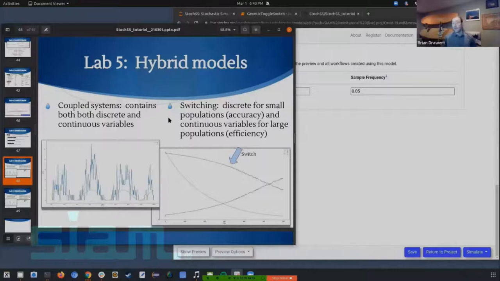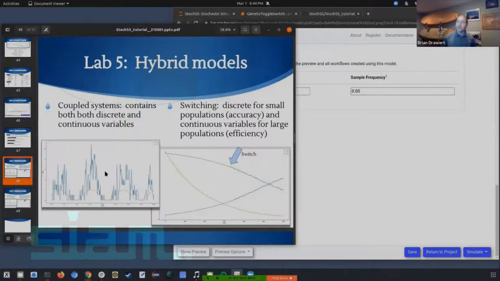So in our experience, there are two situations where you want this. The first is coupled systems. If you have a system that contains both discrete and continuous values, and those values are coupled together, so there's some sort of interaction or reaction that is using these two things together, we can simulate them in that way.